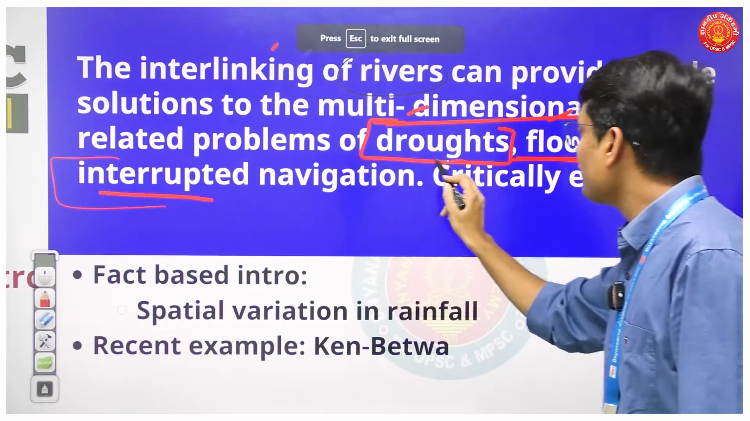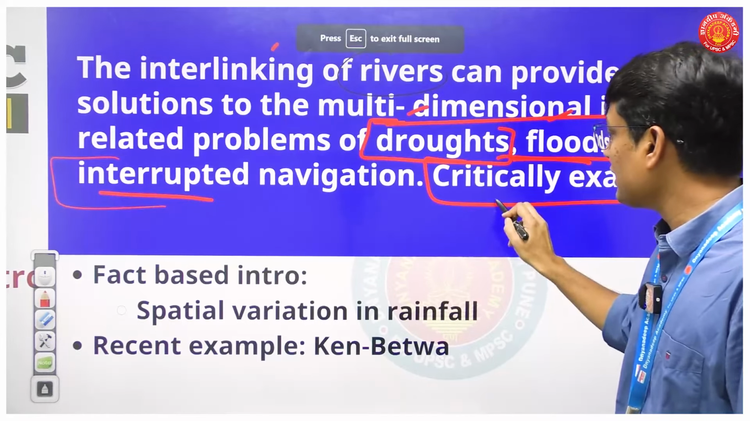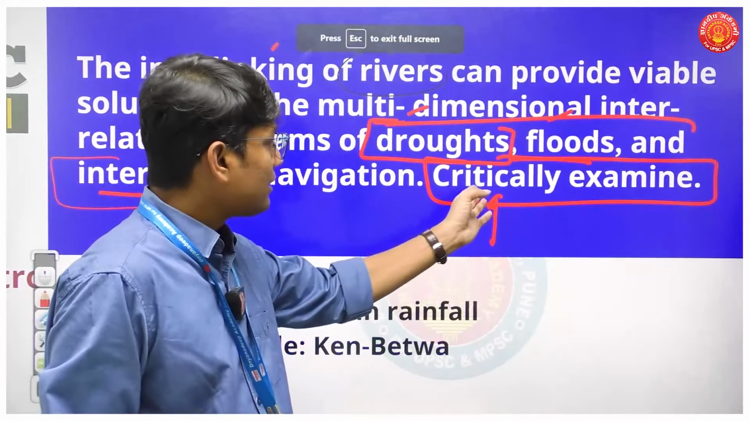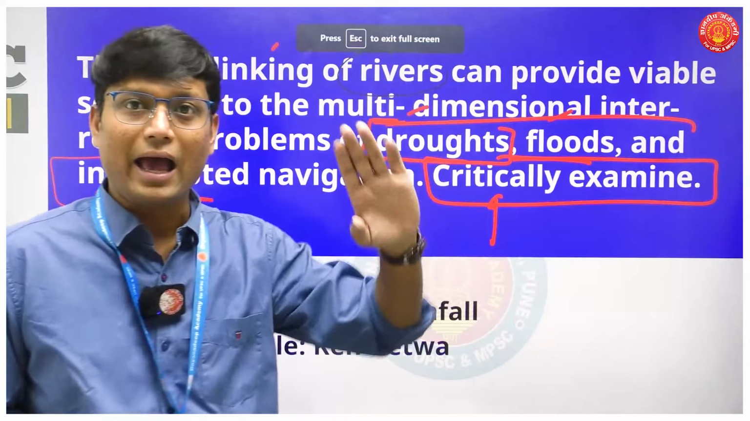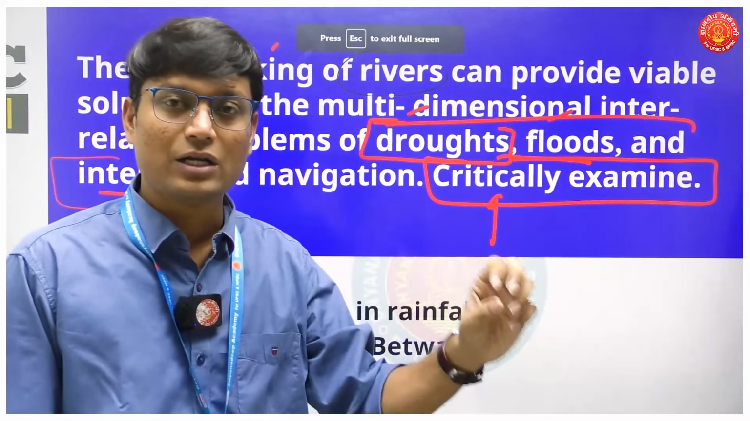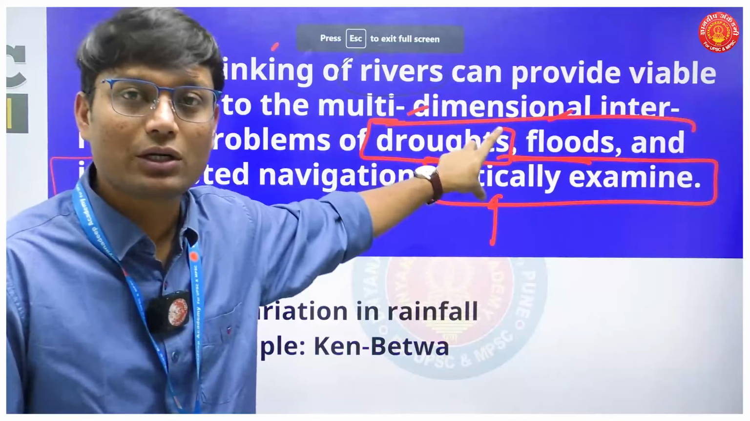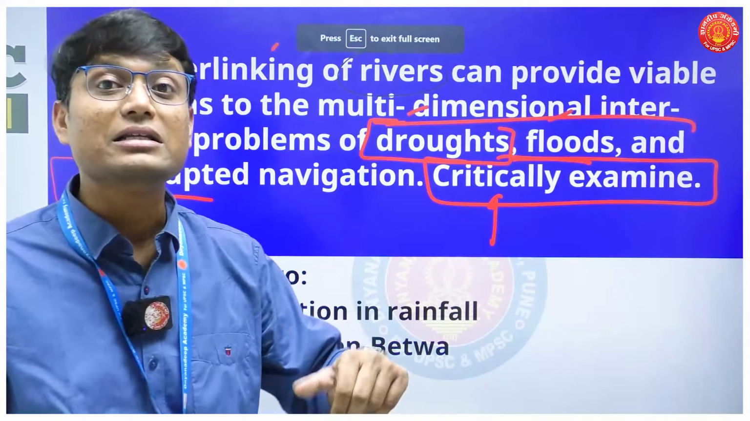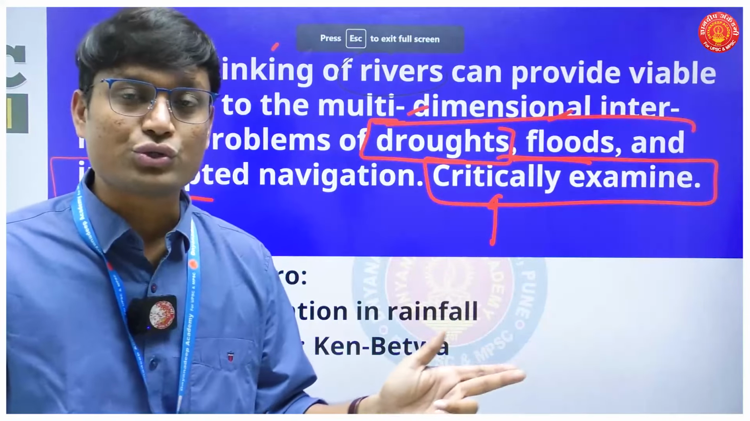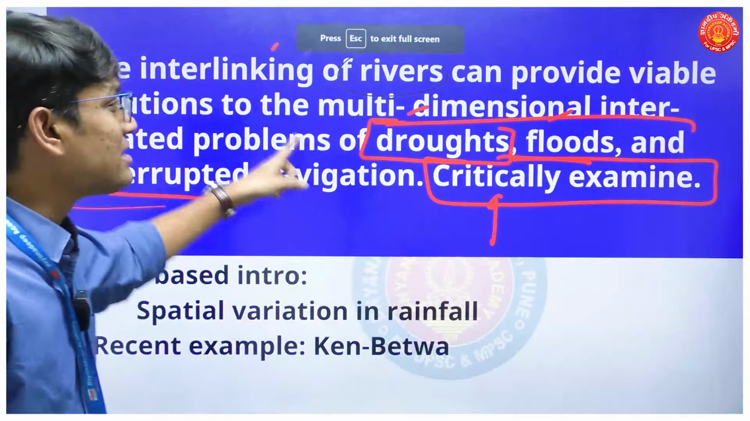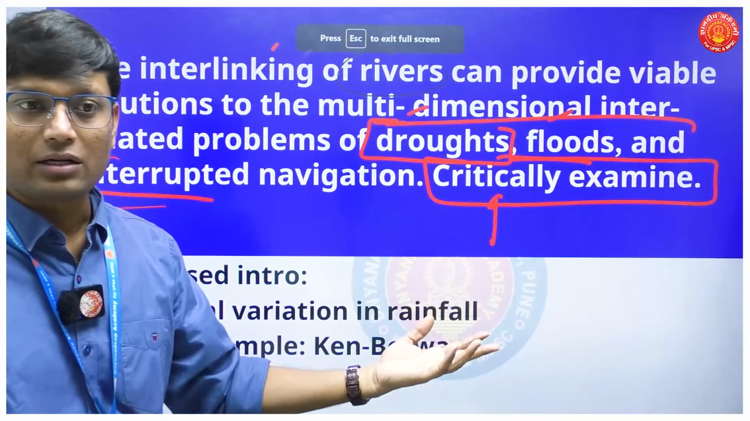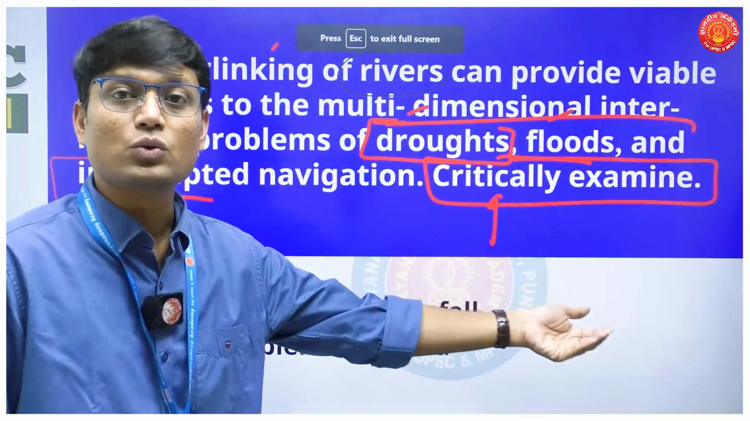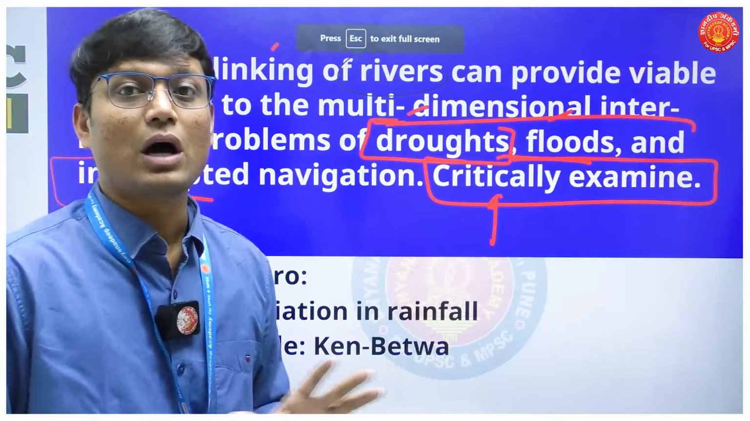But if I read the directive word, that is "critically examine". When it says critically examine, I have to give an explanation of how my problem is going to get solved. At the same time, I am also supposed to highlight the challenges or issues which are going to rise as a result of my actions. So we are going to have river interlinking, but it will also result in some issues. That is something you are supposed to highlight.